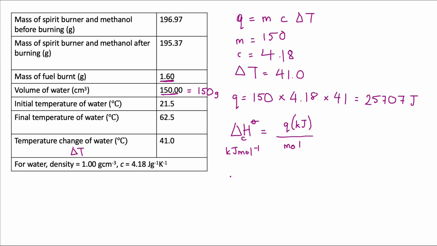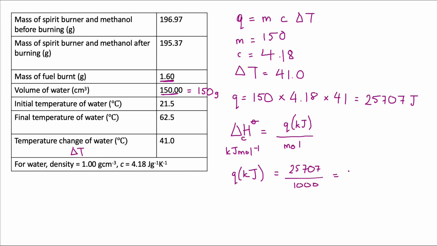So let's quickly convert our Q into kilojoules. All I need to do is divide this. Remember, to go from joules to kilojoules, we divide by 1,000. So I'm just going to divide this number by 1,000, to get my Q in kilojoules, joules divided by 1,000.